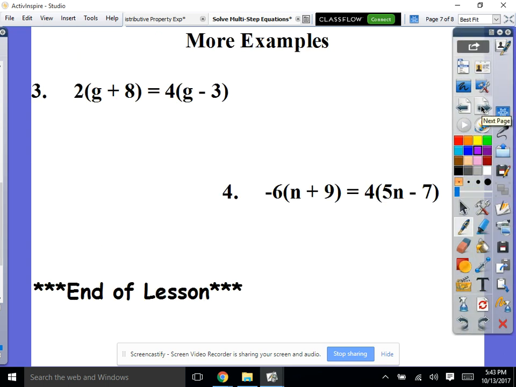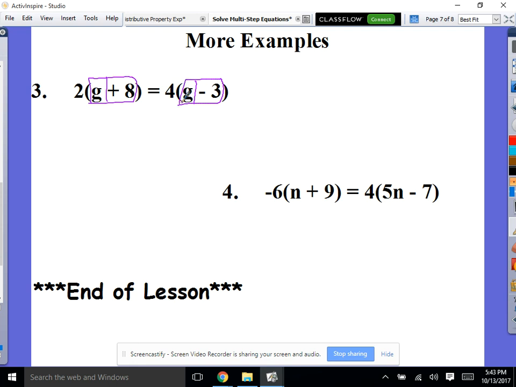All right, some more examples. Plug in terms. Multiply by what's outside. 2 times g is 2g. 2 times positive 8 is positive 16. 4 times g is 4g. 4 times negative 3 is negative 12. Variable, constant, no like terms. Variable, constant, no like terms.